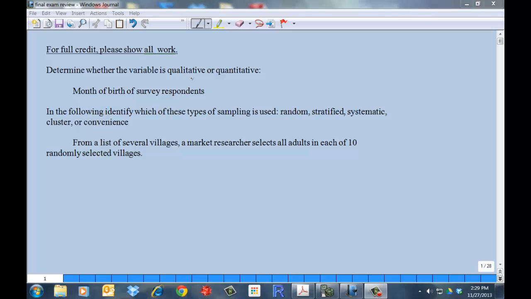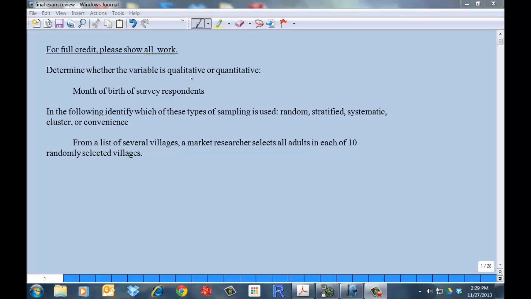Welcome into the final exam review. We are going to do several problems that will help you with the final exam. The final exam will be comprehensive. So let's get going with some examples.